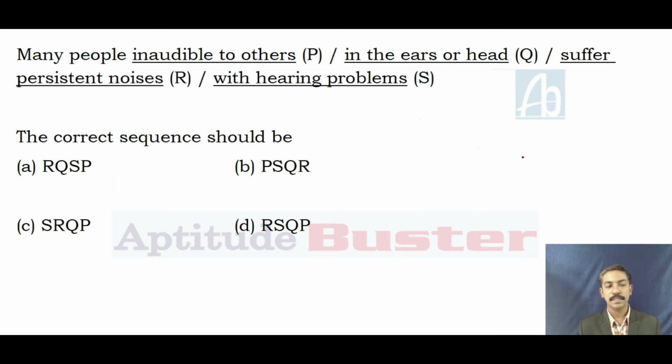Thereby we can say many people with hearing problems should be the proper sequence, and there is only one answer choice beginning with S R. We can conclude the answer as option C. Let's ensure whether this option C sequence makes sense, so we will read through the same sequence, SRQP. Many people with hearing problems suffer persistent noises in the ears, inaudible to others.